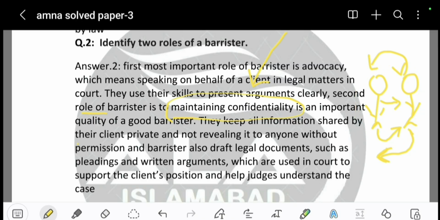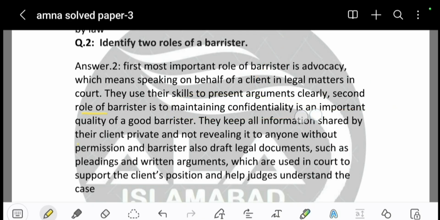Instead, a barrister should know how to represent the client's case. If a client tells a barrister anything, the barrister should know how to talk in court, how to represent the client, and what things he should discuss in court. That is the reason it is mentioned here that the barrister should maintain confidentiality of all the information of their clients. This is the second most important role of a barrister. They should not leak or share any of their clients' private information, nor reveal it without their permission.